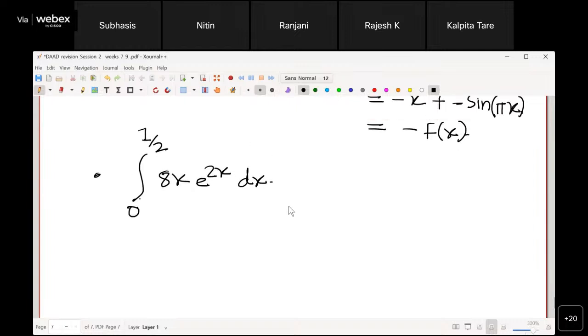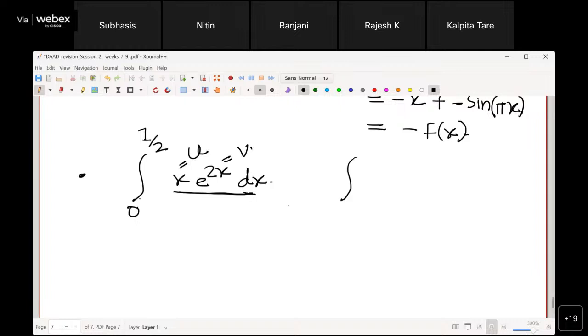So the 8 comes out anyway, since this is precisely 8 times x e raised to 2x. So we can remove this 8 and later multiply it with the final result. Eventually we need to find the definite integral of this function. Suppose we assign x as u and e raised to 2x as v.